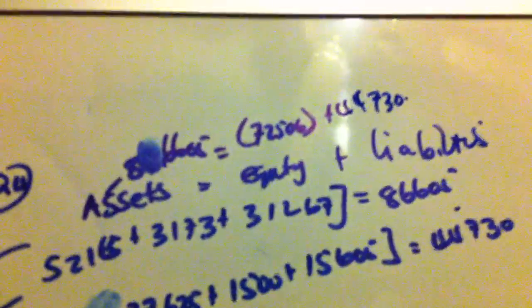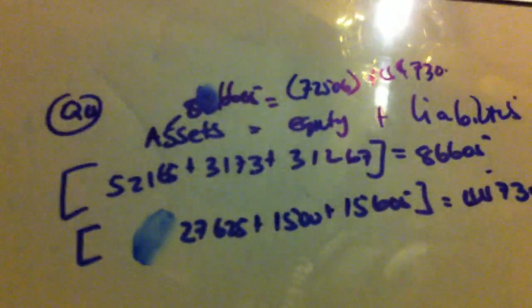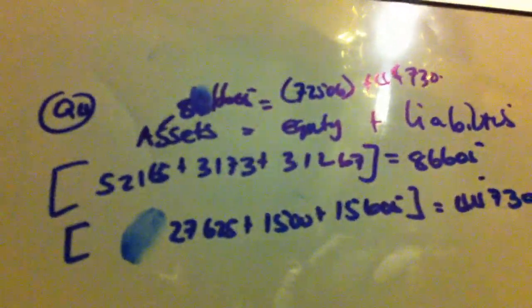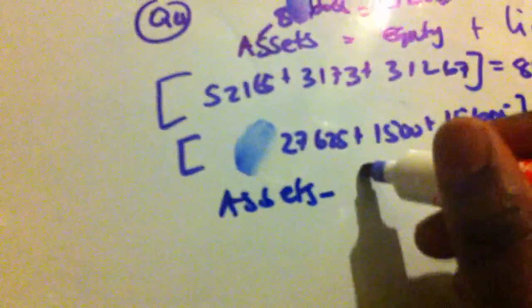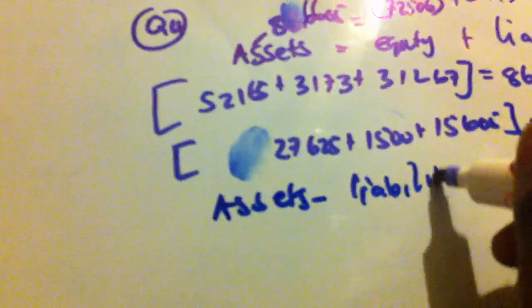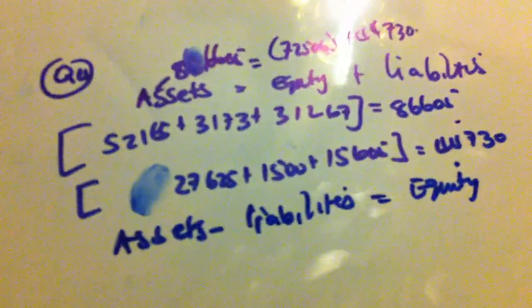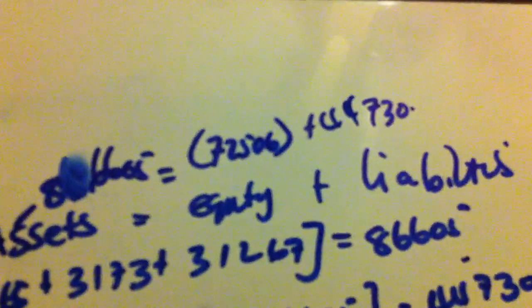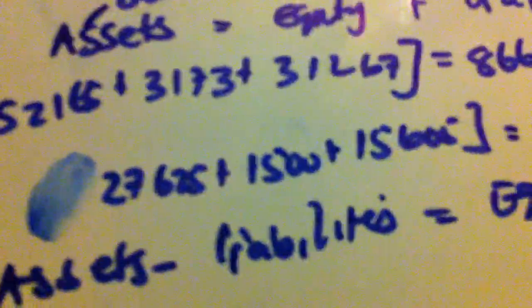Then, the first thing that you have to do is determine, using our equation, how much the equity should be, isn't it? We have an opening equity, but how much is it supposed to be at the end of the financial period? So we're saying your assets minus your liabilities equals your equity, isn't it? So you're saying 86605 minus your 44730 equals your equity.